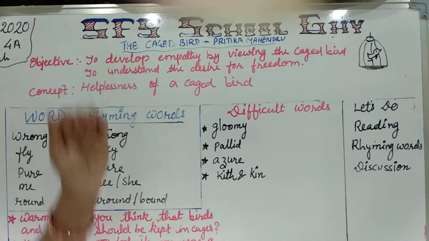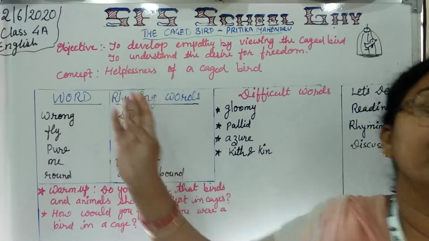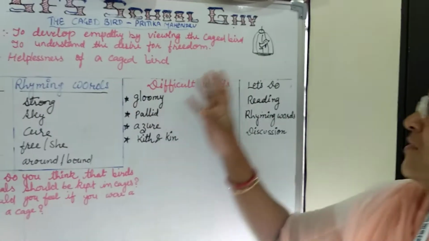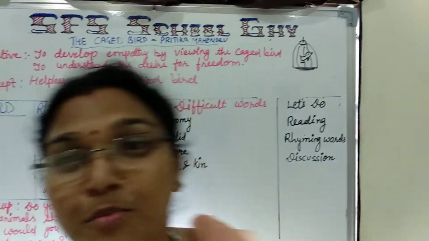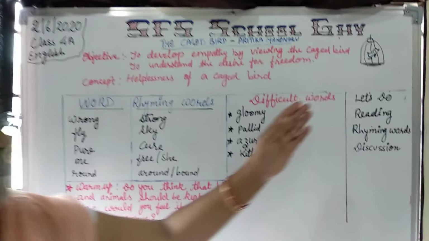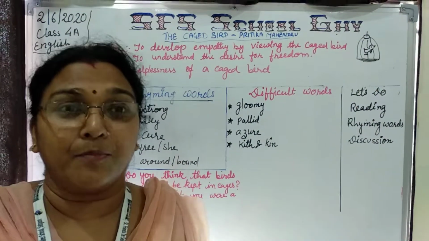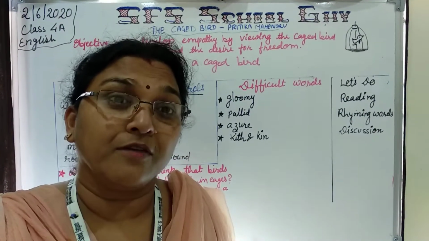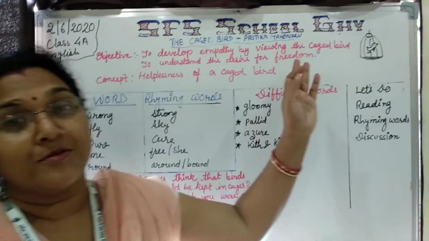Now, before studying this lesson, let's try to understand the objective why we are reading this very poem. When we see the bird inside the cage, do we feel very happy to see the bird? Most of us become very happy. When we see the parrot or the lovebirds in the cage, we become very happy. But what happens to the bird? Whether the bird really loves to be inside the cage, this is the objective of our poem.